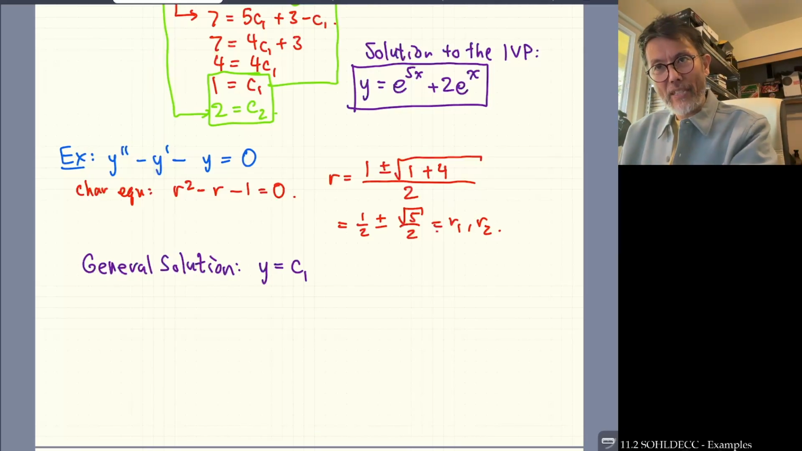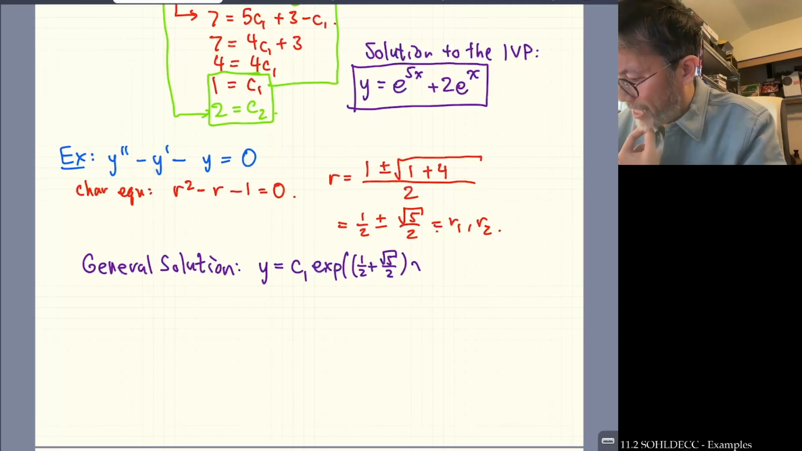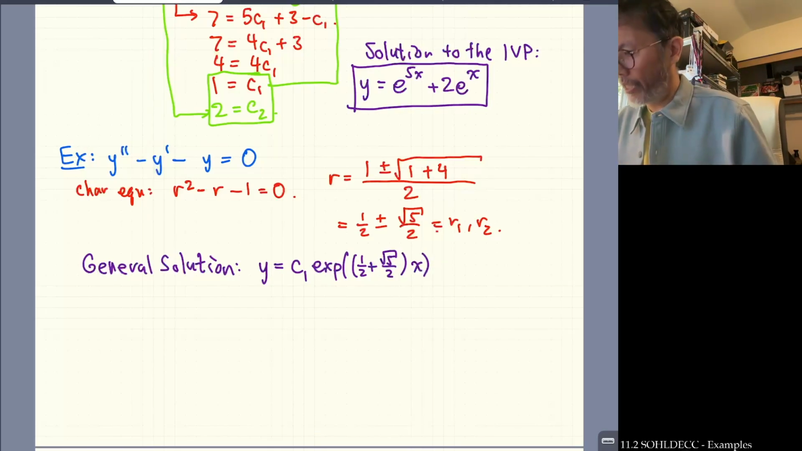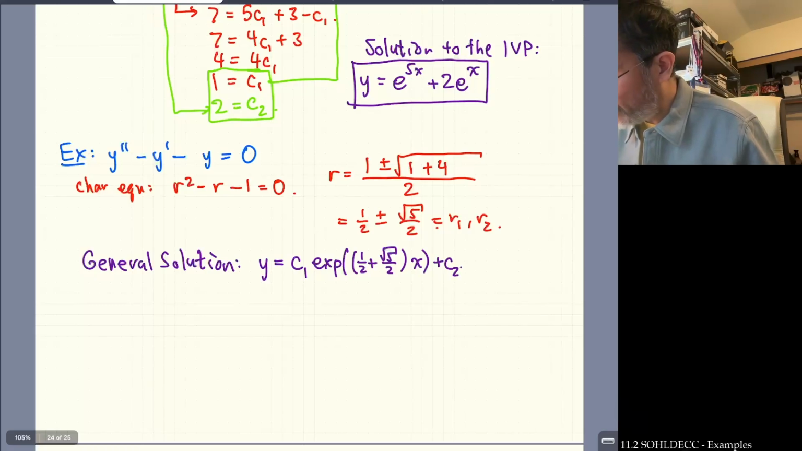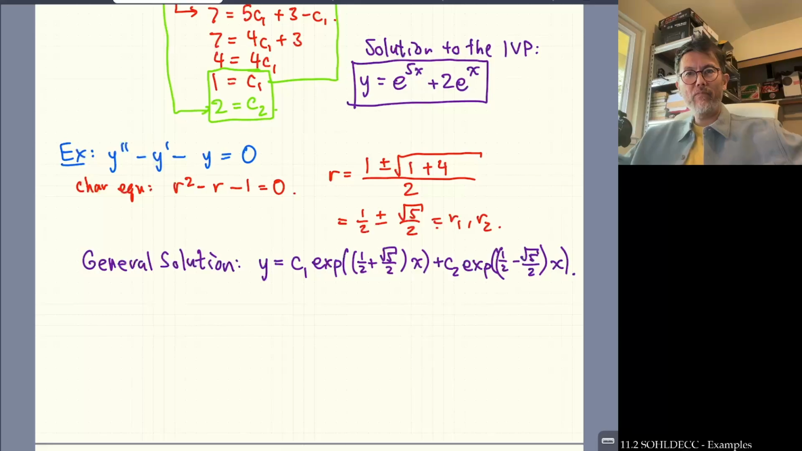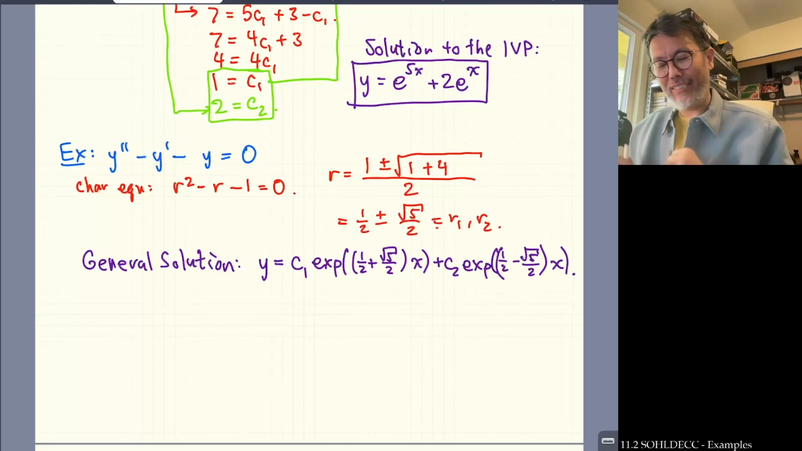Now, that's a messy R1 there, so I'm going to write it like this. Exp of 1/2 plus square root of 5 over 2 times x. You see the value of the exp notation, the inline notation. Plus C2 times exp of 1/2 minus the square root of 5 over 2, and I need another parentheses here, times x, and that's it. What could be easier, right? This is so easy. Great.